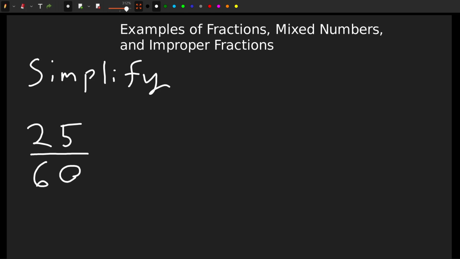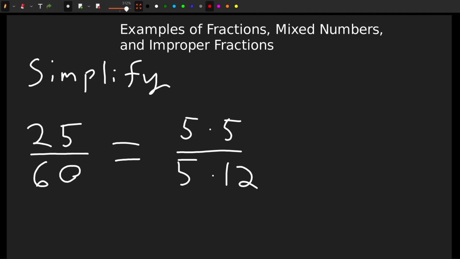And so when we want to simplify fractions, what we do first is we take the prime factorization of the numerator and the denominator. And we'll see that 25 simplifies to 5 times 5. And 60 simplifies to 5 times 12. At this moment, we notice we have a 5 in the top and a 5 in the bottom, so we can cancel those out. And then we are left with 5 twelfths.